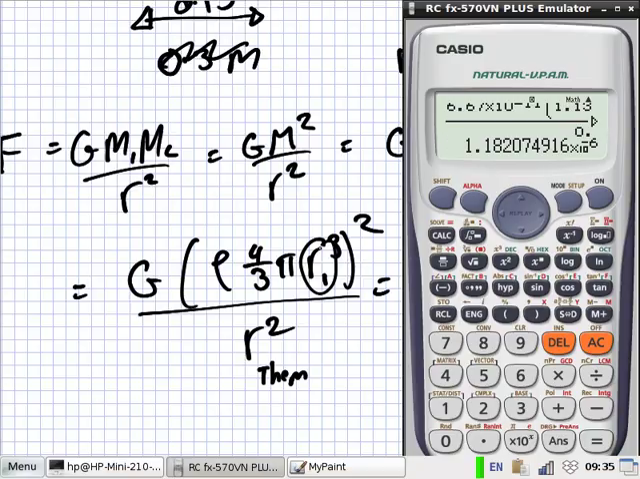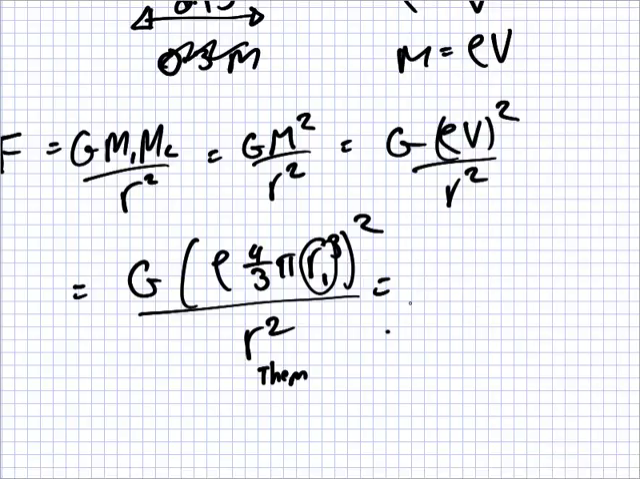This number, 1.18 micronewtons. So the below one is 0.15? 0.15, yeah. Okay.